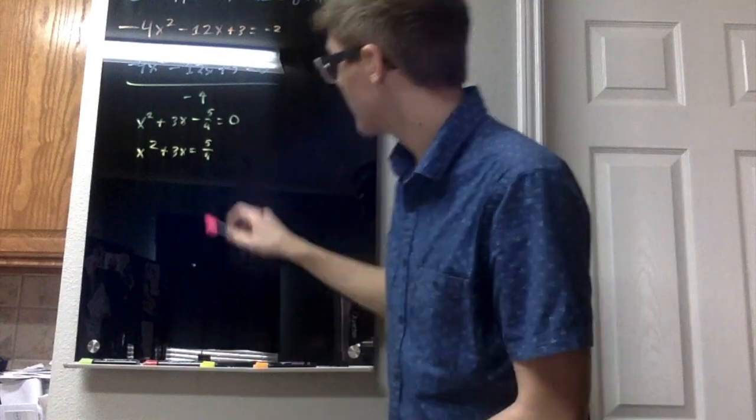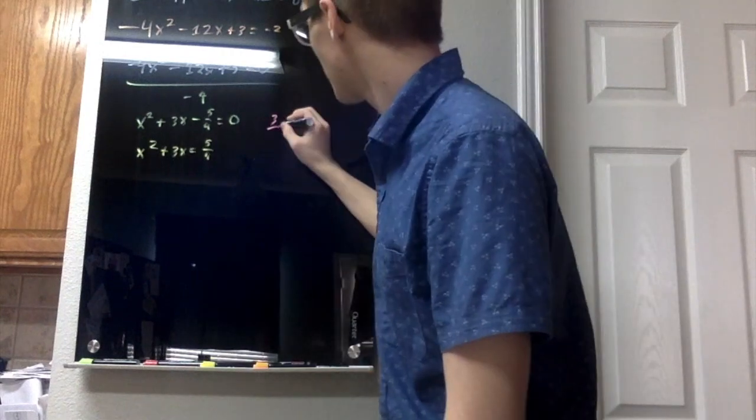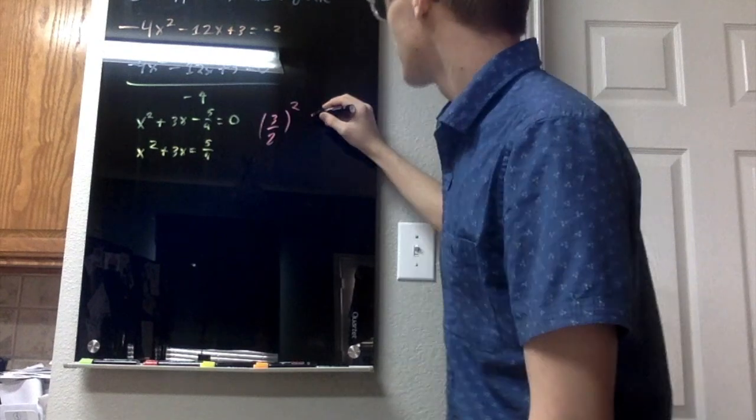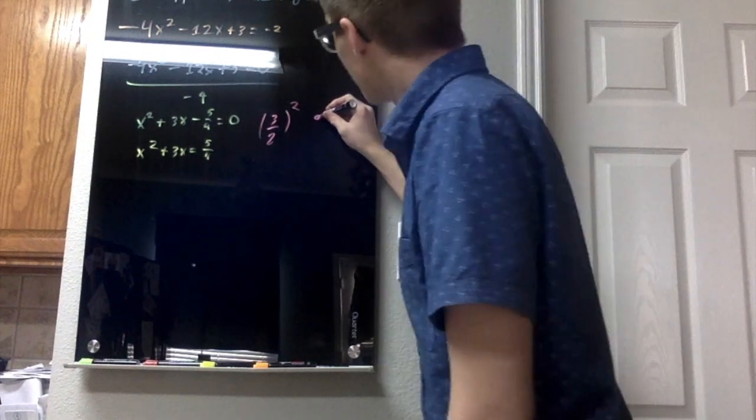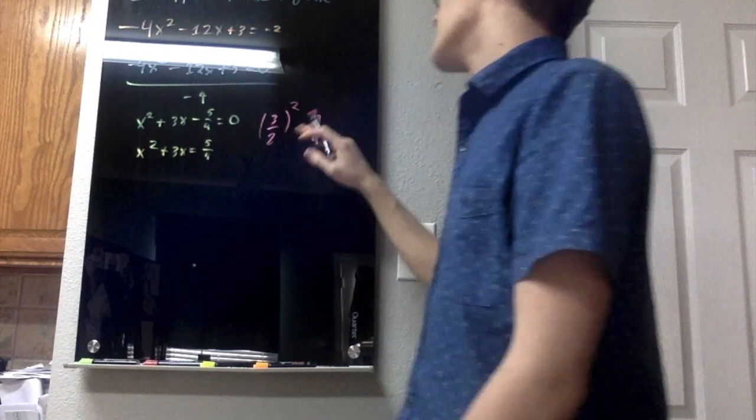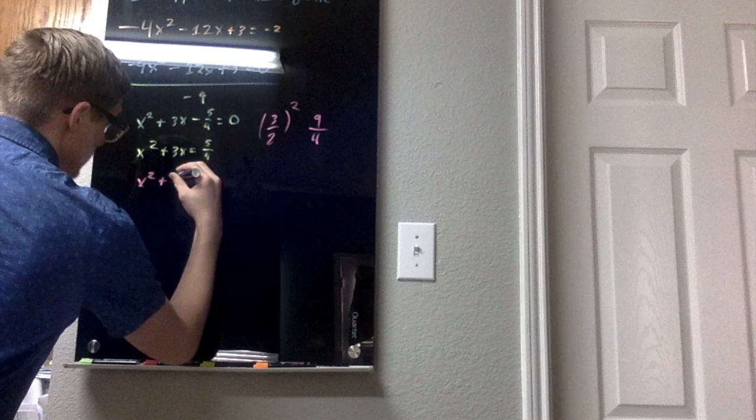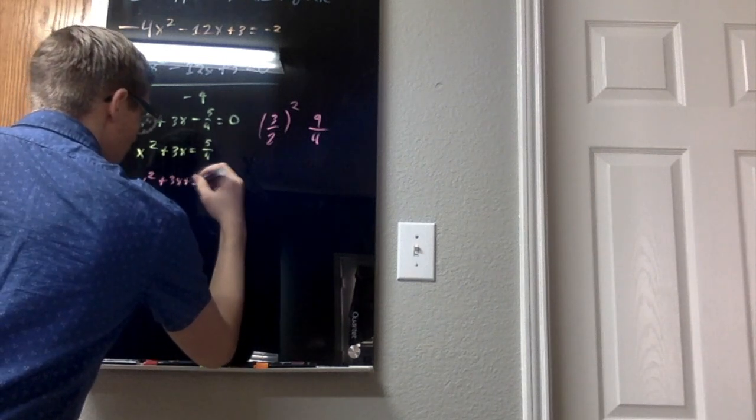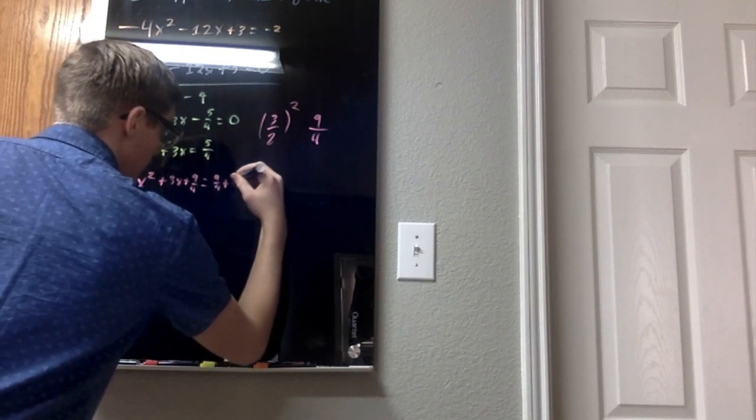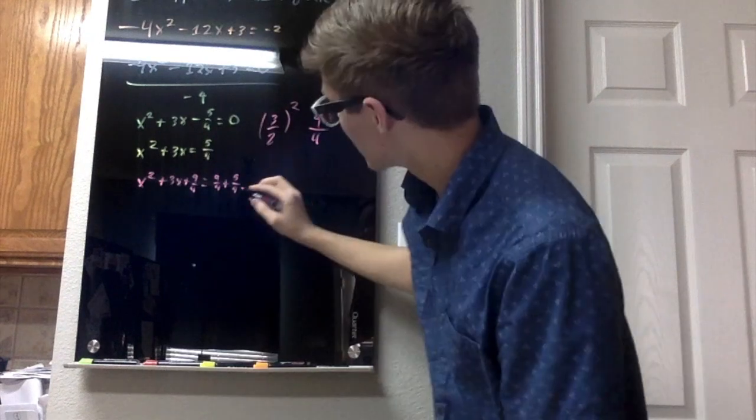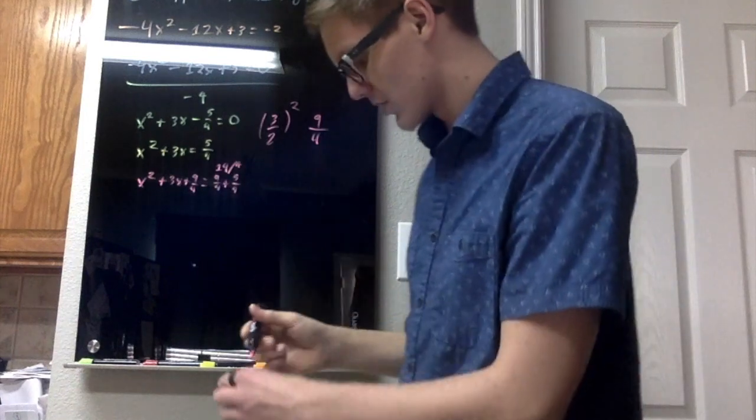Now we find b over 2, and we square it, and we add it to both sides. So b over 2 is 3 over 2, squared. We square top and bottom individually, giving 9 over 4. That's going to be what we add to both sides. This equation has a lot of fractions in it. So x squared plus 3x plus 9 over 4 equals 9 over 4 plus 5 over 4. 9 over 4 plus 5 over 4 is going to be 14 over 4, because we just add those together.